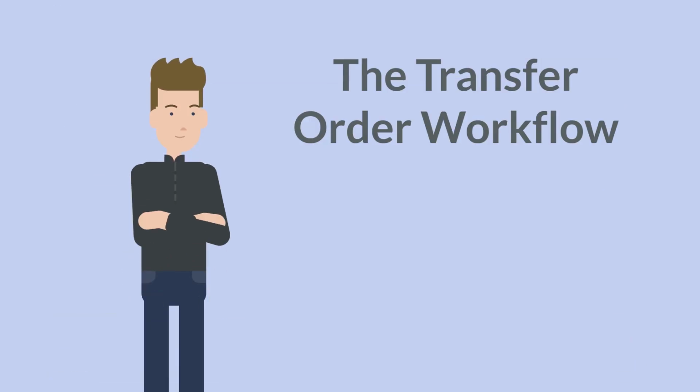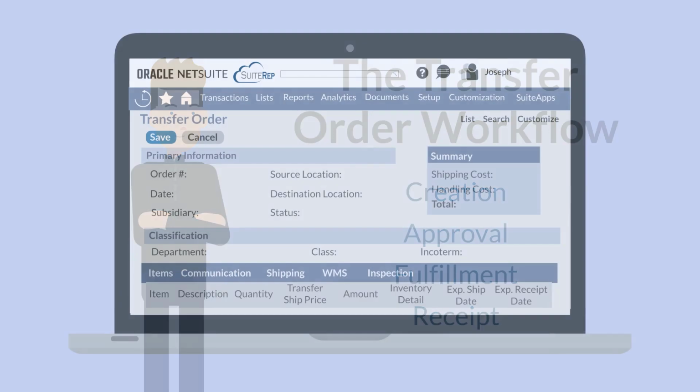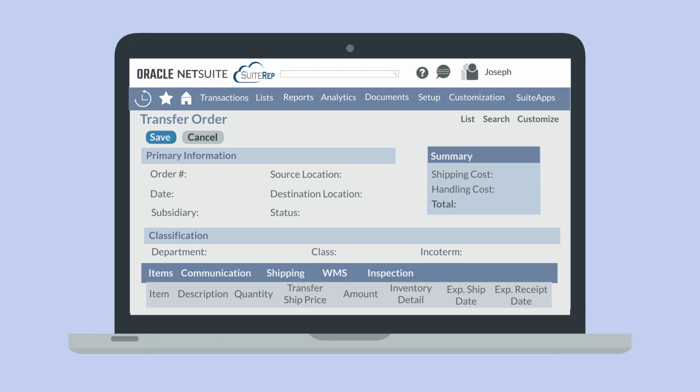Let's dive into the NetSuite transfer order workflow and break it down into its four main steps: creation, approval, fulfillment, and receipt. The first step in the workflow is to create the transfer order. To create a new transfer order, navigate to Transactions, Inventory, Enter Transfer Orders. You'll find that this form looks much like the inventory transfer form. On the main line, you'll need to select the date for the transfer, the subsidiary the transfer is associated with, the status of the transfer, pending approval or pending fulfillment, and the destination location.